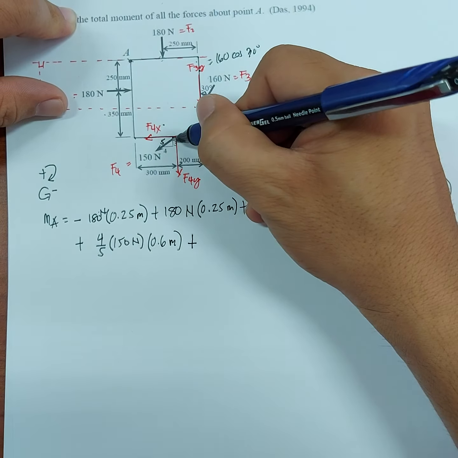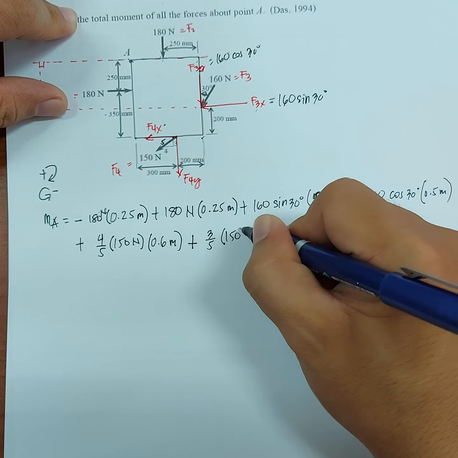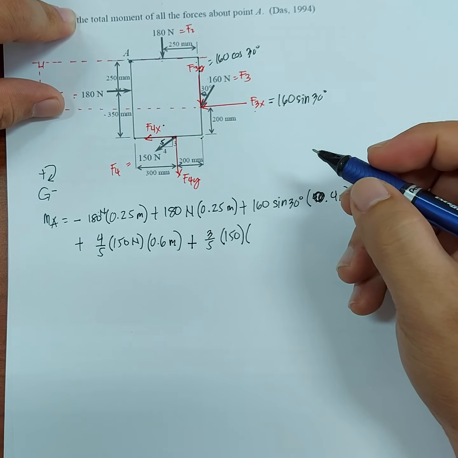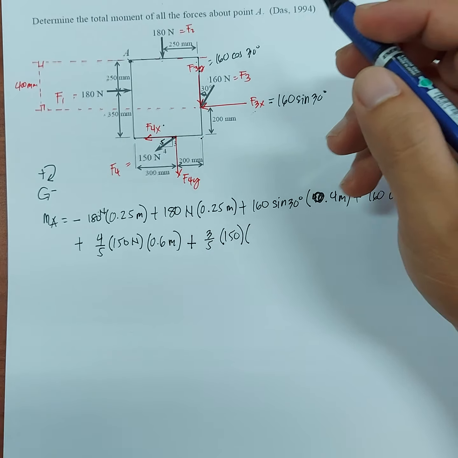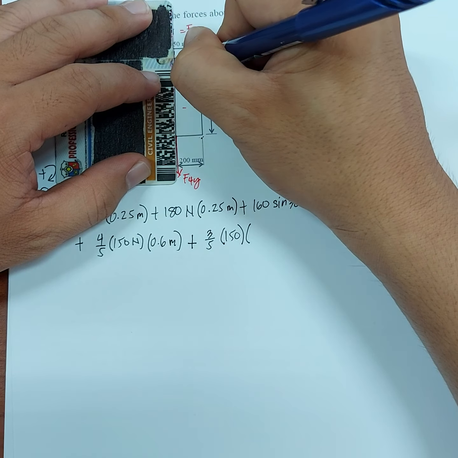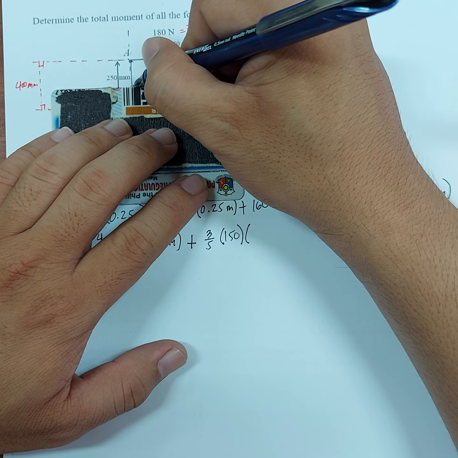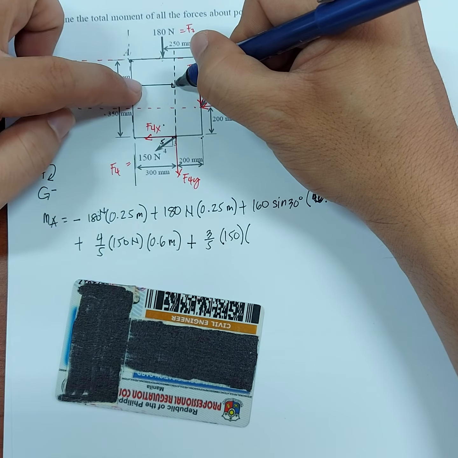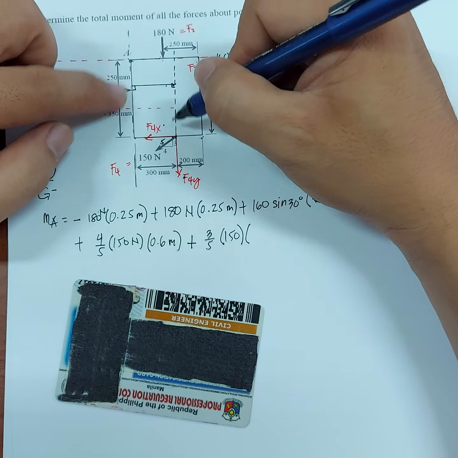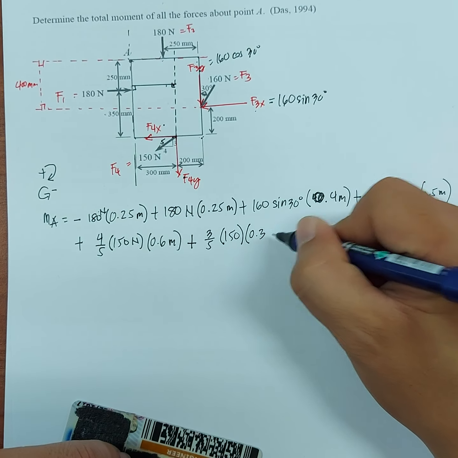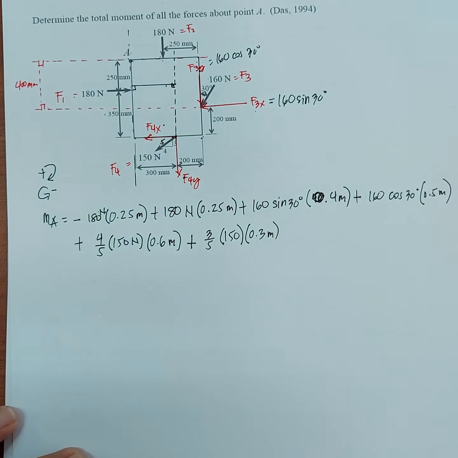F4y, so vertical component. Goodness. 3/5 times 150 newtons. I forgot to include the unit. Times its moment arm about point A. So again, you draw a vertical line, you draw a perpendicular horizontal line to both lines. Yan yung distance, perpendicular distance between F4y and point A. So obviously that is 300 mm, so it's 0.3 meter. Okay? So that's it. So one line lang yung ating solution.